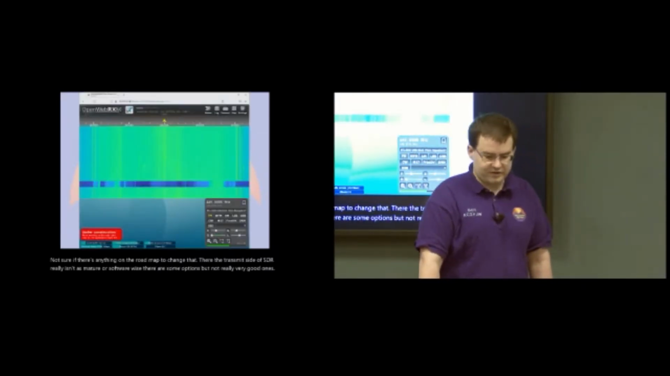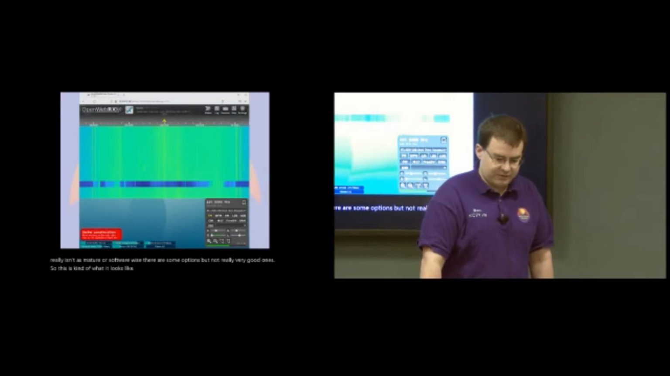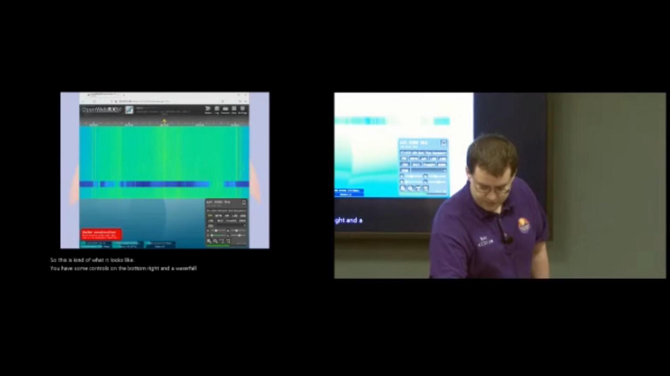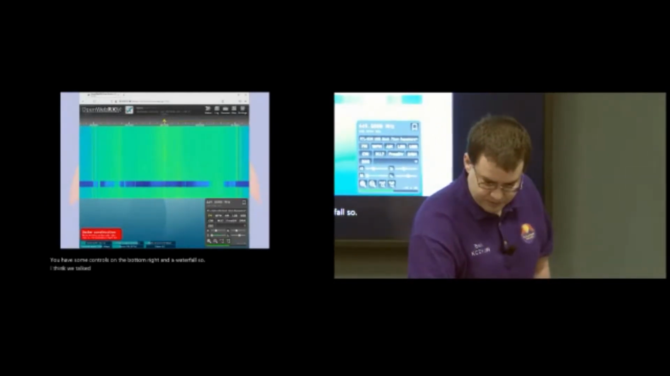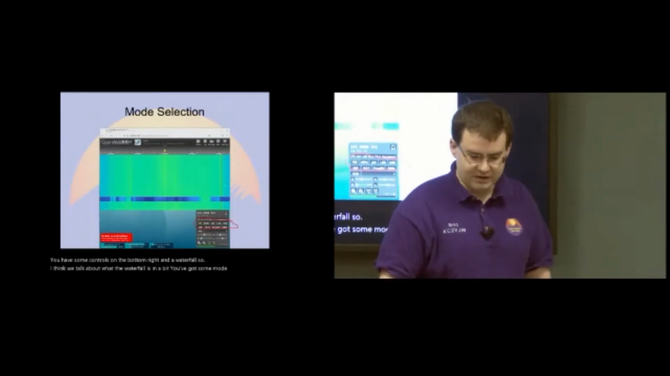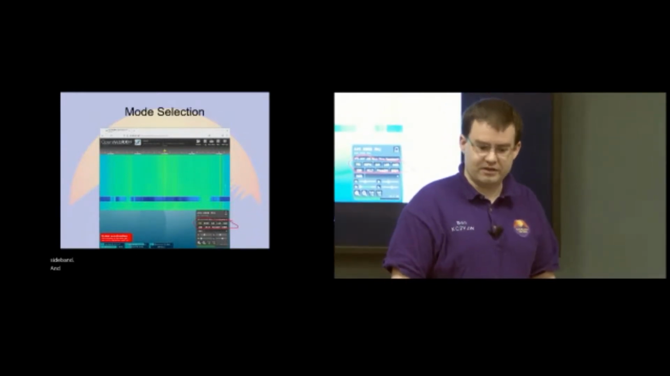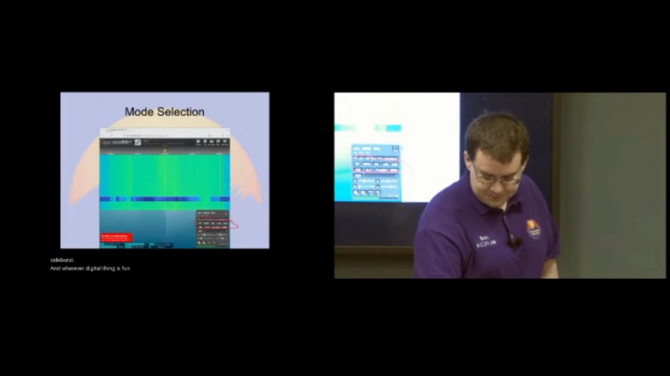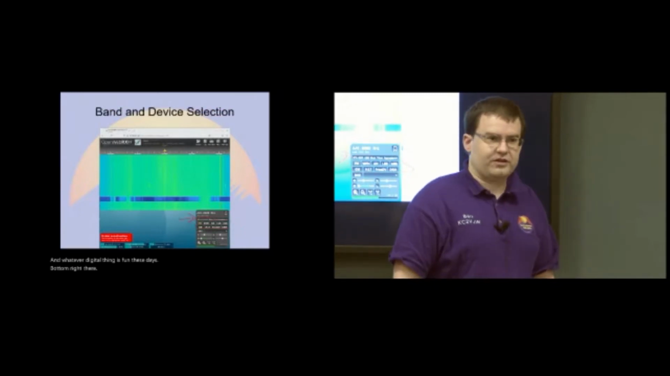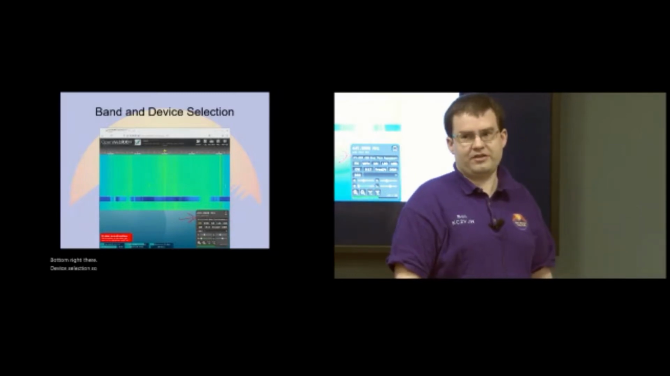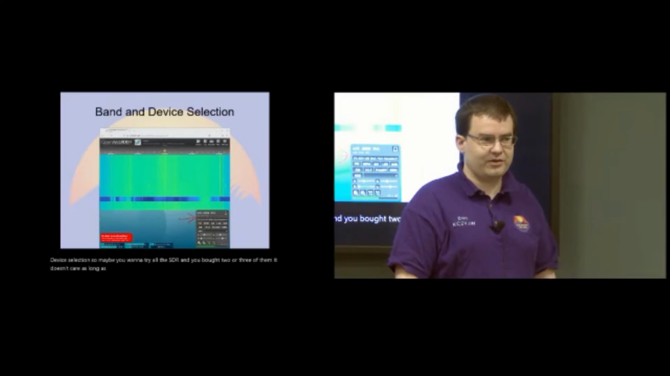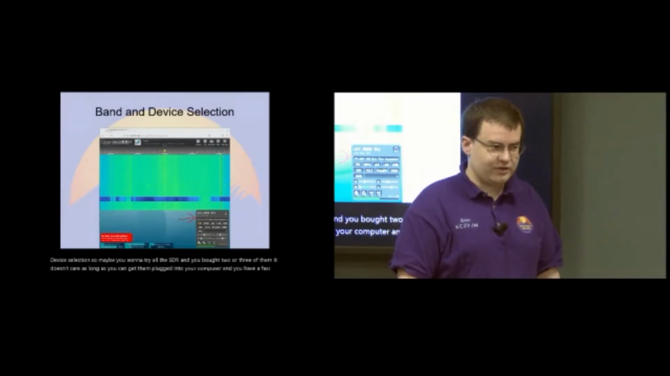So this is kind of what it looks like. You have some controls on the bottom right and a waterfall. I think we talk about what the waterfall is in a bit. You've got some mode selection, so FM, sideband, and whatever digital thing is fun these days. Bottom right there. Device selection. So maybe you want to try all the SDRs and you bought 2 or 3 of them. It doesn't care. As long as you can get them plugged into your computer and you have a fast enough computer, you can switch between them.